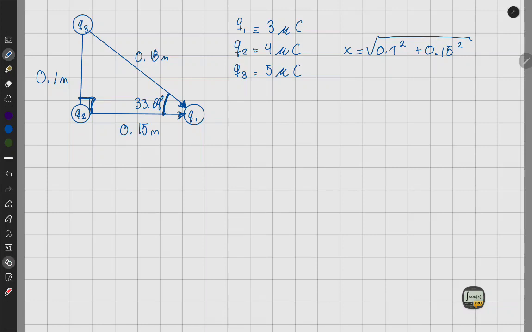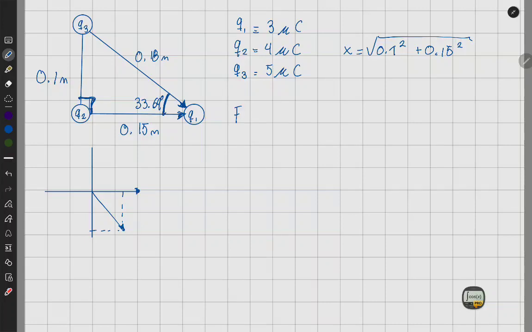So I'm going to try to draw again our coordinate system, something like this, and then I'm going to draw this vector in here and the other one from here to here. So you need to calculate the component in the x-axis and in the y-axis, something like this, and then the sum of the forces in the x-axis and in the y-axis.